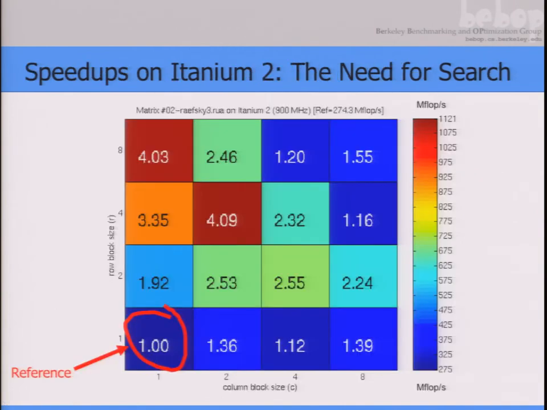And so here's what happened. This is the column block size 1, 2, 4, 8. There's the row block size R 1, 2, 4, 8, and it's color coded by who went fastest. And 2 by 4 won. It was 4 times faster. It was also a good idea to do 8 by 8, but that only went 1.5 times faster.